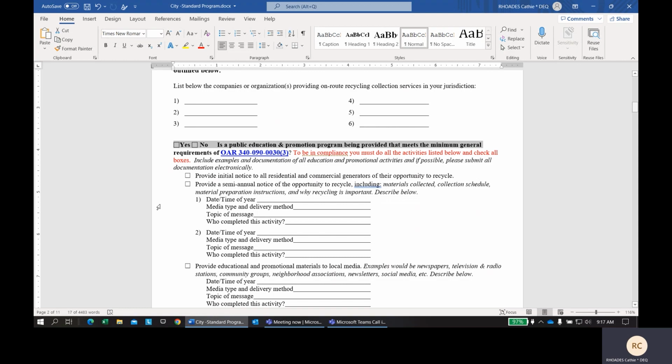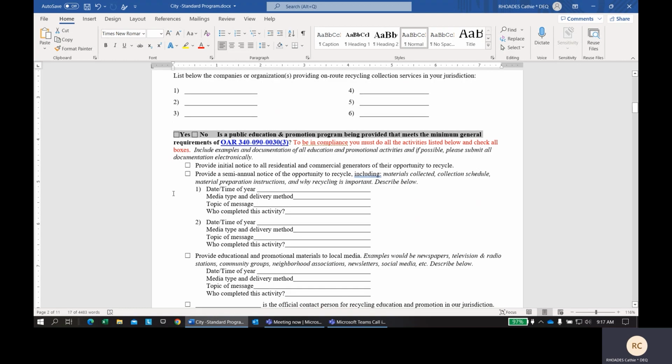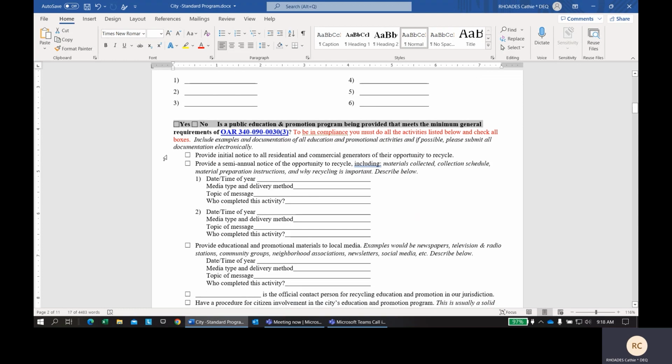This first set of boxes is just for you to verify that the education and promotion programs in your city are meeting the general requirements. The answer to this box should be yes, since you are required as a city over the population of 4,000 to implement all of these programs.